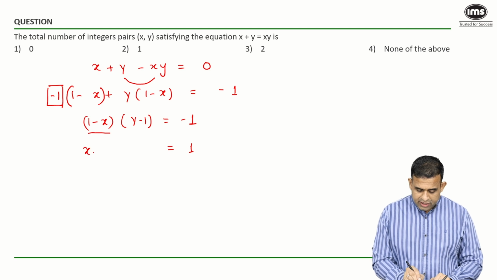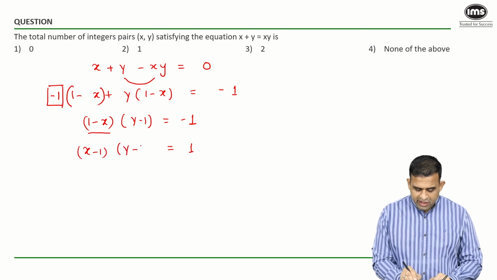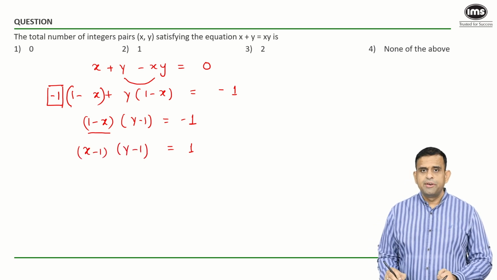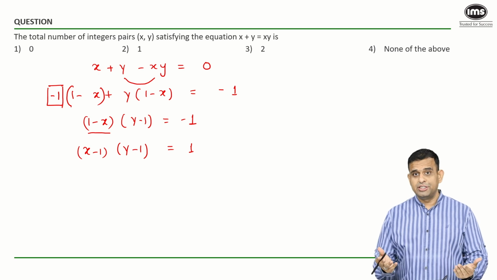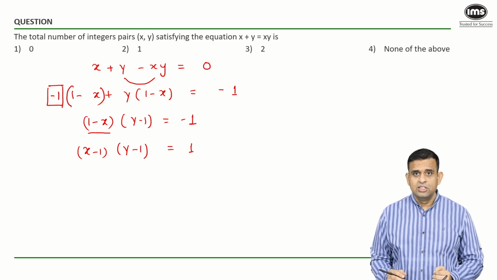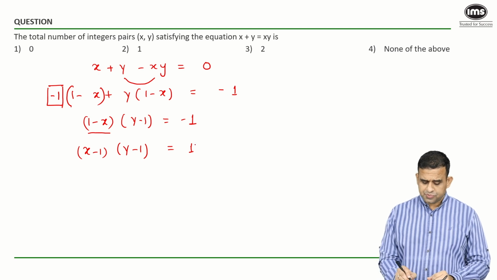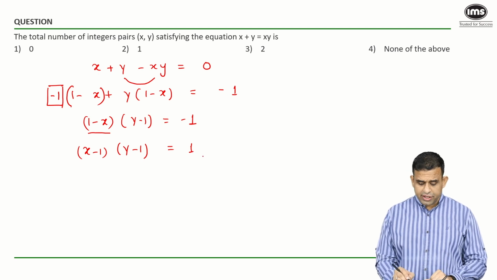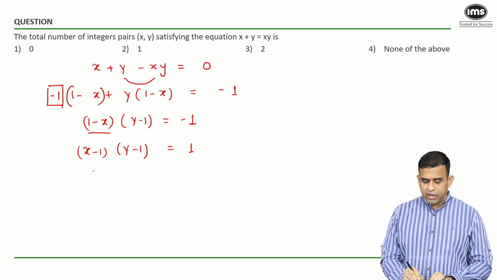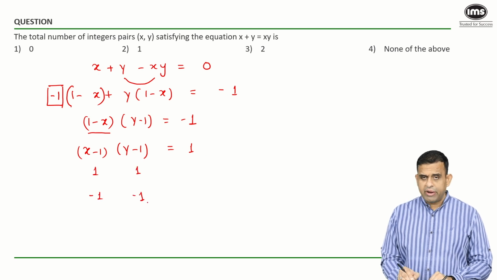So I get (x minus 1) into (y minus 1) equals 1. Now, product of two integer numbers, since x and y are integers, so the terms x minus 1 and y minus 1 also become integers. So the only way we can achieve this is when each of them is equal to 1 into 1, or possibly minus 1 into minus 1.